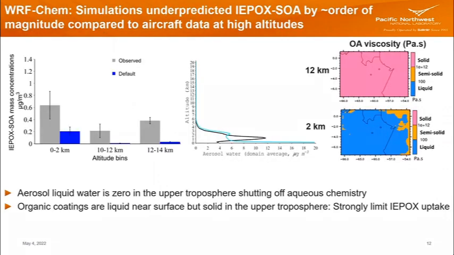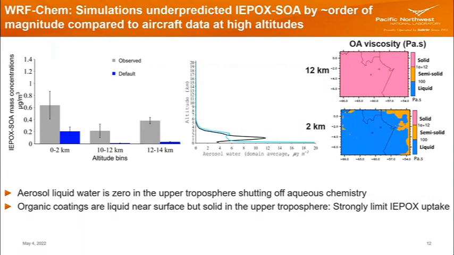Okay, so now going back to the WRF-Chem simulations. I started this work about a couple of years ago. On the left I'm showing 3 altitude ranges. Because in the middle troposphere the aerosol concentrations were very low, we are only focusing on near surface and upper troposphere. If you look at 0 to 2 kilometers, the y-axis is IEPOX SOA mass concentration averaged across a given flight. Between observed and default in blue, you get a factor of 2 or 3 difference.